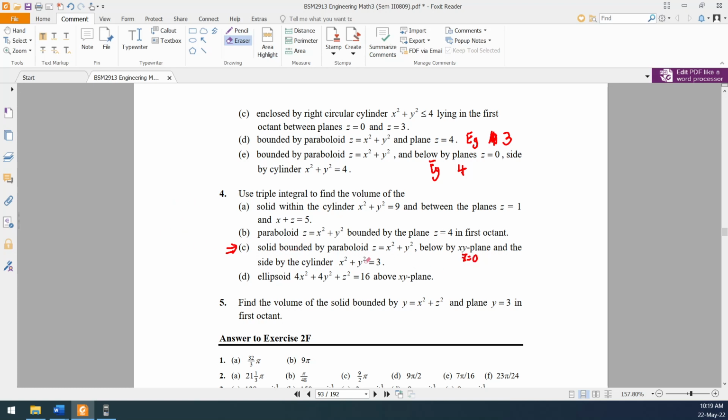Below is the xy plane. First of all, you can draw the cylinder x squared plus y squared equal to 3, so r is 3. The cylinder is bounded below by the xy plane, so it's flat, z equals 0, and above it is bounded by the paraboloid.